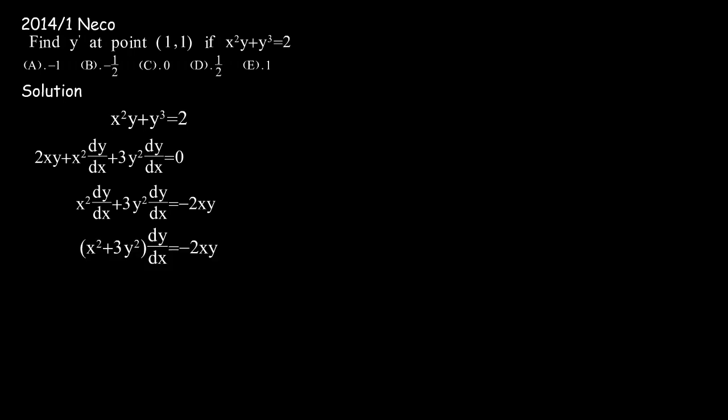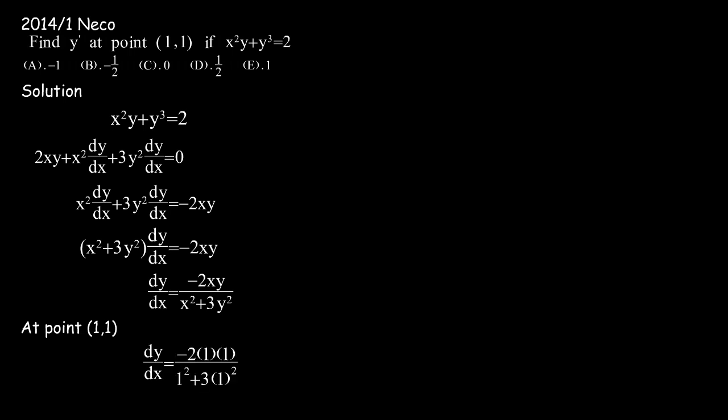So doing so, it becomes s squared plus 3y squared in bracket, dy over ds, is equal to minus 2sy. Our next step is to divide both sides by s squared plus 3y squared to make dy over ds stand alone. And when we do that, dy over ds will be equal to minus 2sy divided by s squared plus 3y squared. At the point 1, 1, we are going to be substituting s equals 1 and y equals 1.